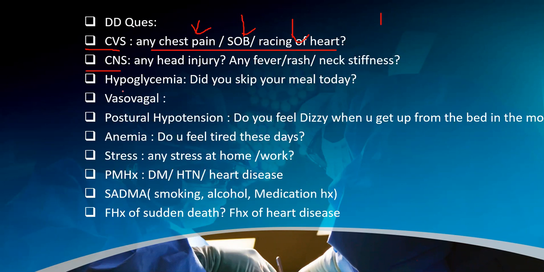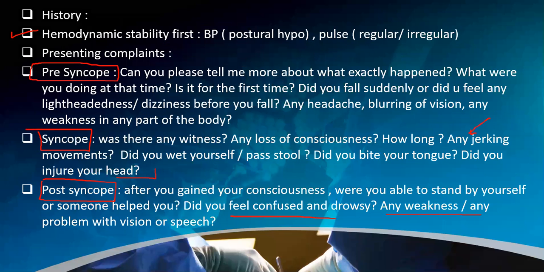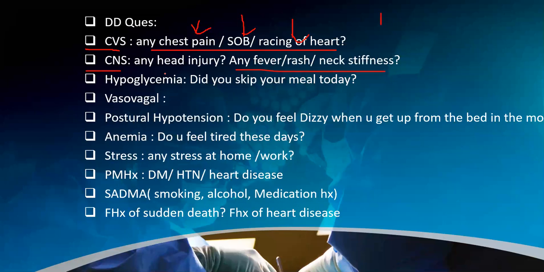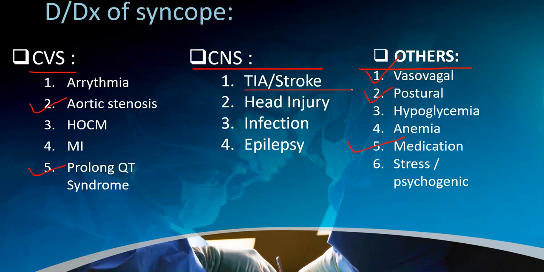For CNS, if you forgot to ask about head injury at that time, don't forget to ask it here. So any head injury, any fever, rash, neck stiffness, that's for ruling out infection, which is meningitis or encephalitis. Now you already asked all the stroke or TIA questions during your pre-syncope and post-syncope questions. So you don't need to ask those CNS stroke or TIA related questions here. You just need to rule out infection, because stroke you have asked, head injury you asked, epilepsy you asked during syncope questions. The only thing left is infection, that's what you are asking now.